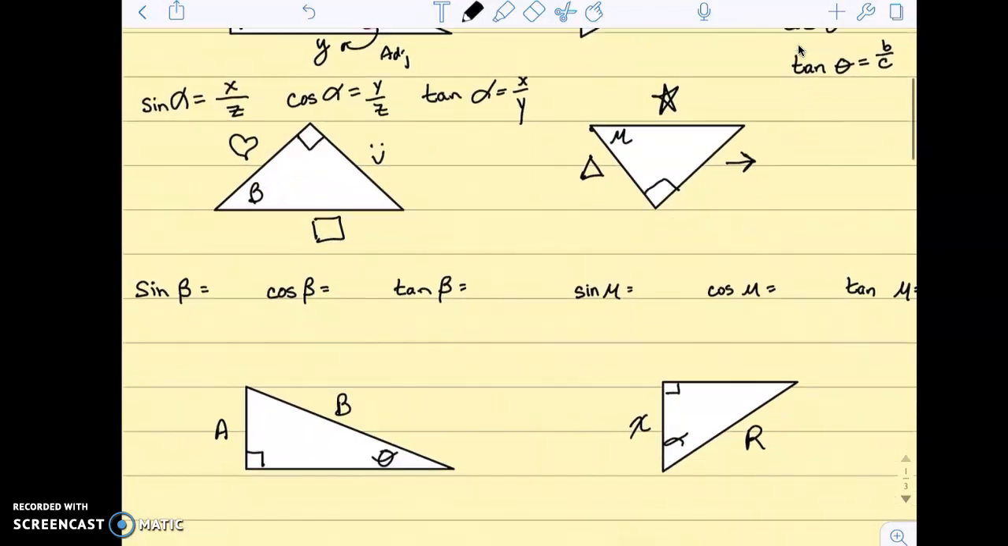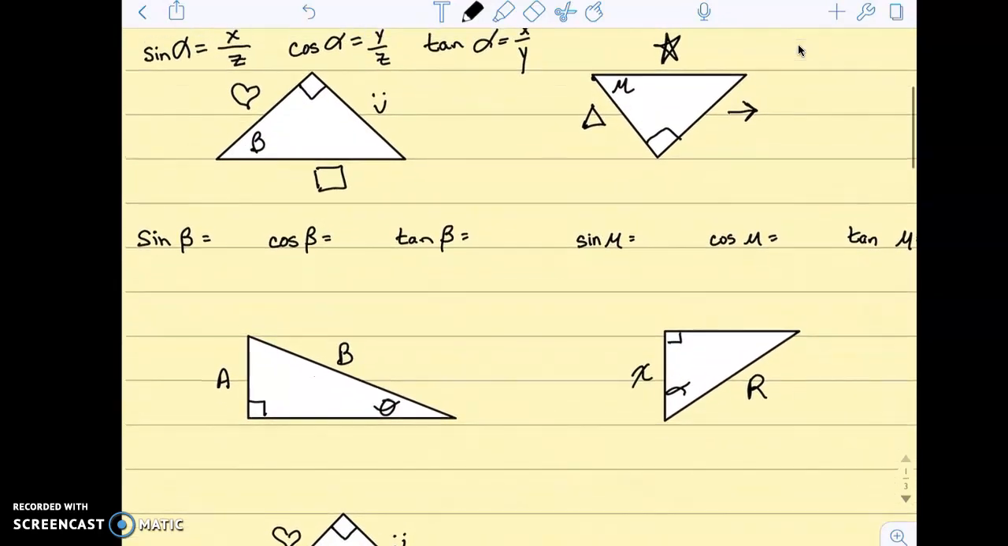Once we get to this third and fourth one, I'm really mixing it up. The triangles are oriented in very unusual directions, and I'm using symbols instead of letters or numbers. So the first thing I want you to do is label your opposite, your adjacent, and your hypotenuse. Pause the video and do that, please.